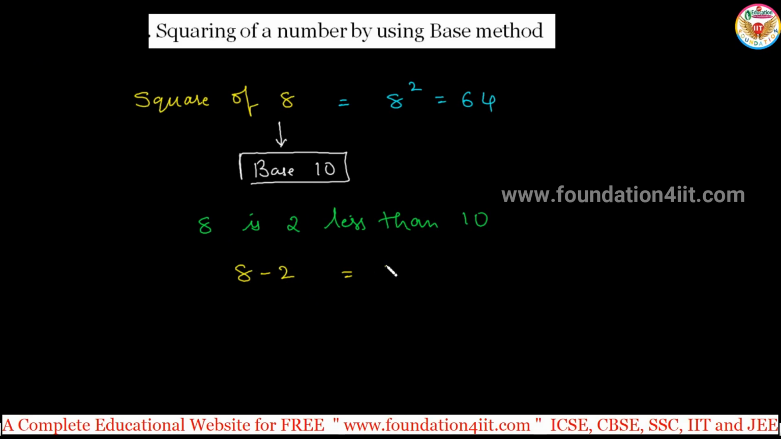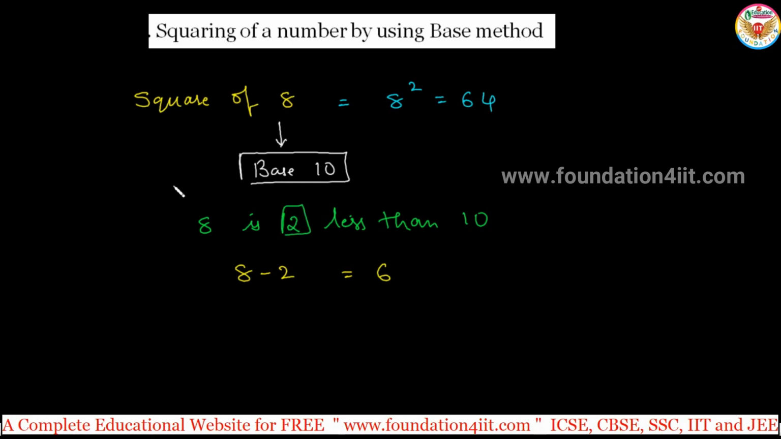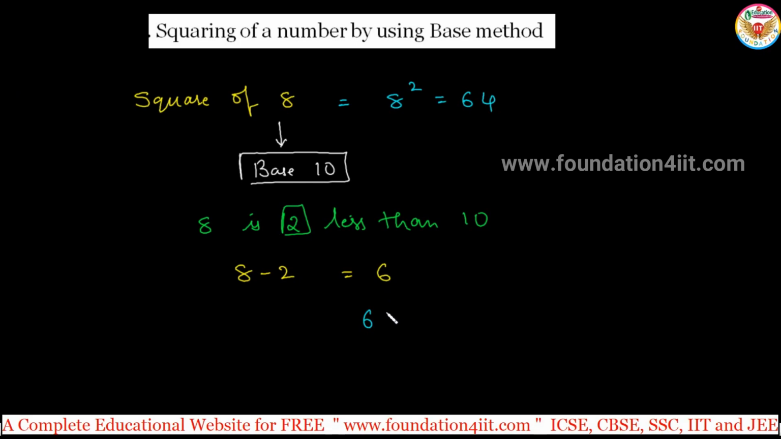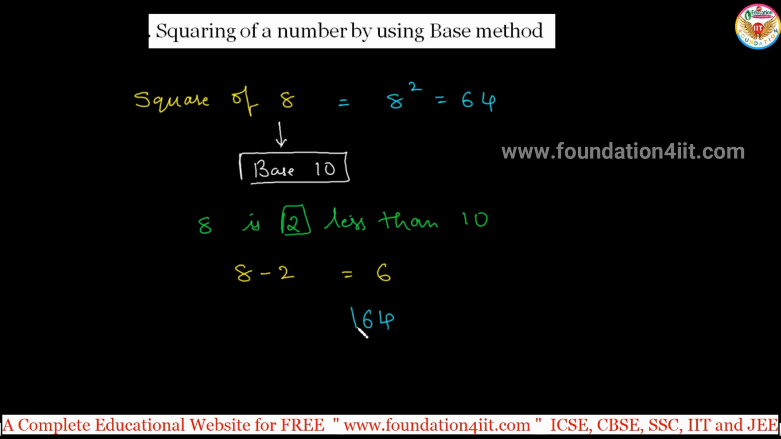8 minus 2 is 6, right? Again, how much is less, that number square. So 2 square is 4. 6 we got on the LHS. Again 2 is less, right? 2 square is 4. So 64, actually this is the pattern.